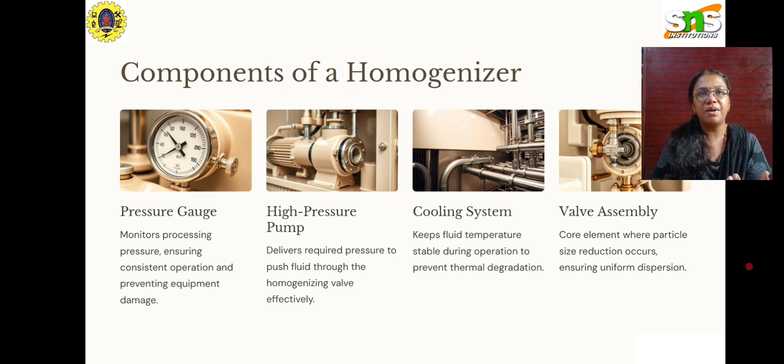The high pressure pump helps to deliver the required pressure, with the help of a robust piston or plunger device attached, which is essential to push the fluid through the homogenizer valve. This ensures a very consistent and efficient pressure delivery, which is also very effective for particle size reduction.